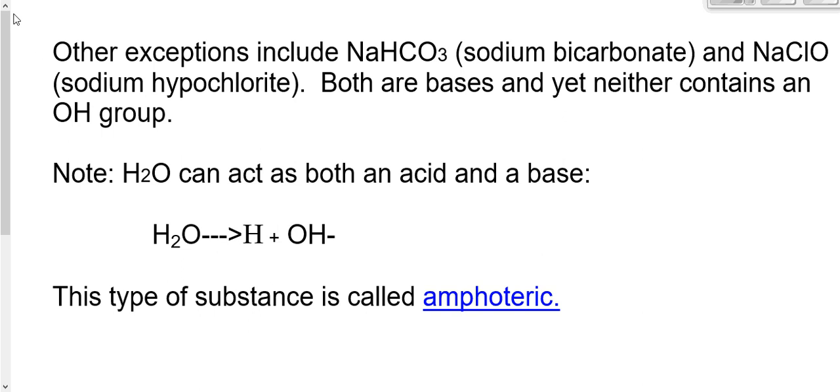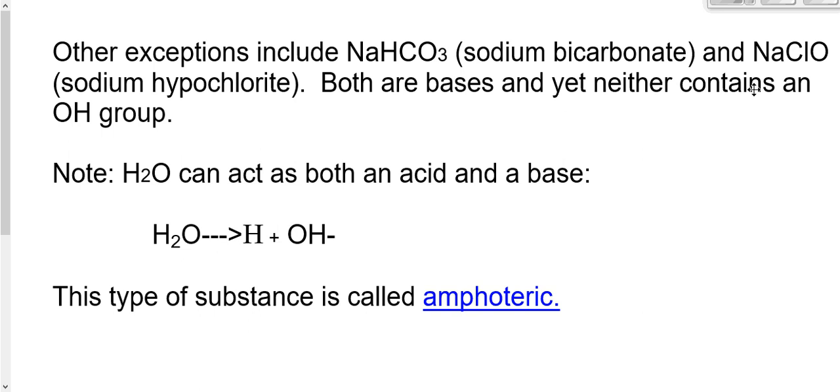We also have some problems with very common molecules like sodium bicarbonate, which we call baking soda, or sodium hypochlorite, more commonly known as bleach. Both of these are bases. They're bitter, they're slippery, they neutralize acids, but neither of them has hydroxides in them. So even though we're not seeing a hydroxide in the molecule, these guys are indeed bases.